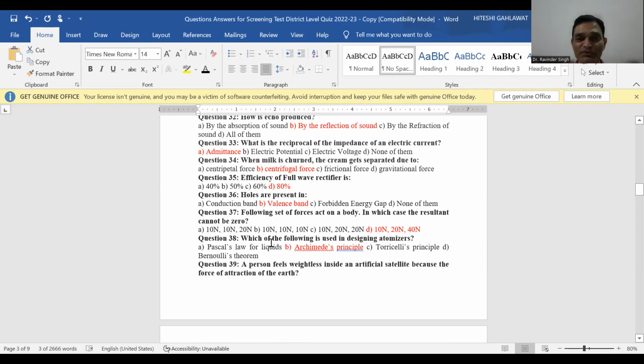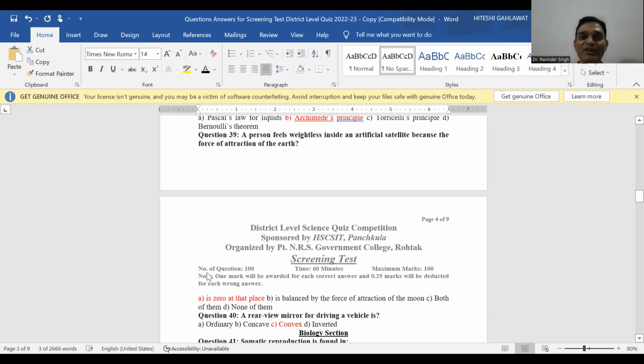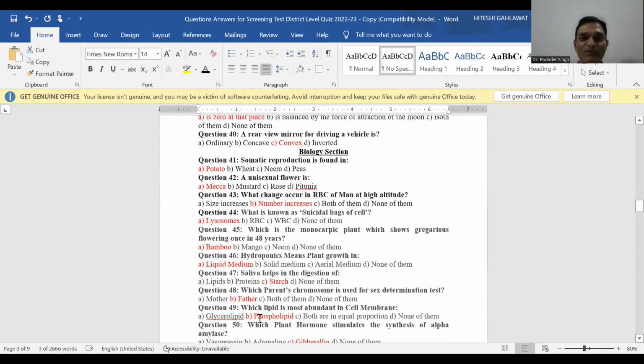Question number 38, which of the following is used in designing the atomizers? That is the Archimedes principle. Question number 39, a person feels weightless inside an artificial satellite because the force of attraction of the Earth is zero at that place. Question number 40, a rear view mirror for driving a vehicle is convex.